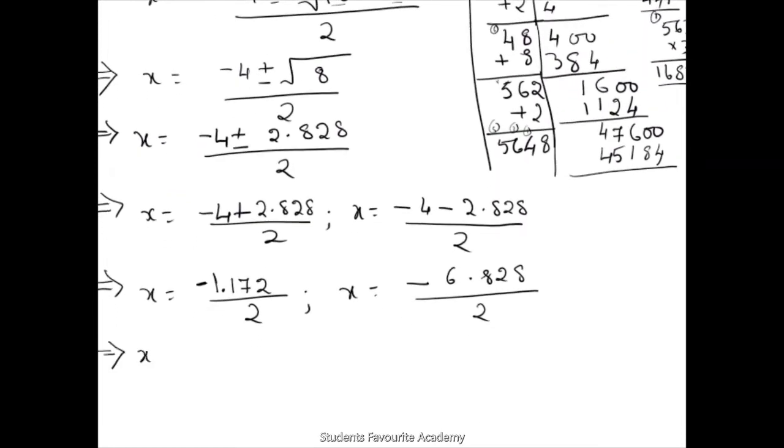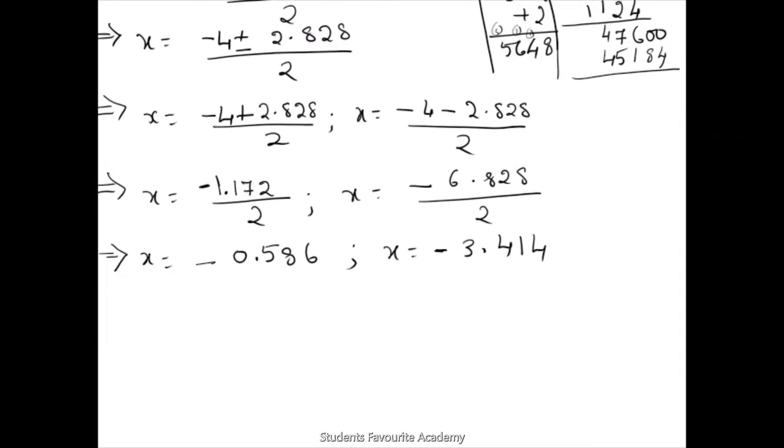So this implies x is equal to minus, now it will be 0.586 and 3.414. If you round it off to 2 decimal places, it will become minus 0.59, because 6 is more than 5, you cancel and add 1, and here x is equal to minus 3.41. Why? Because 4 is less than 5, so we simply ignore. And when it is 5 or more than 5, we cancel and we add 1.